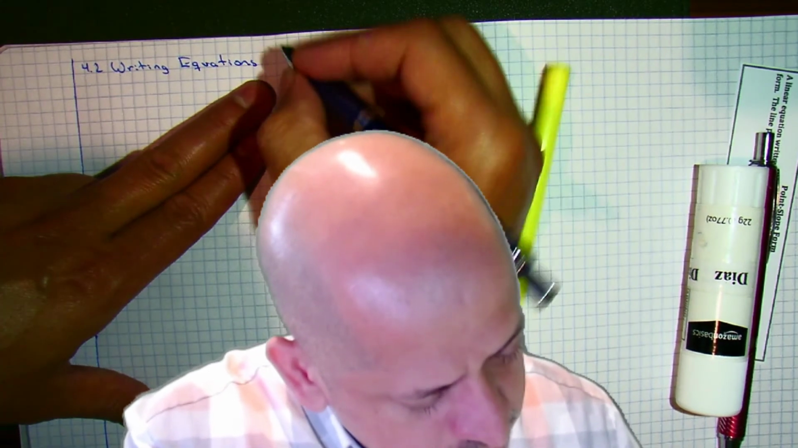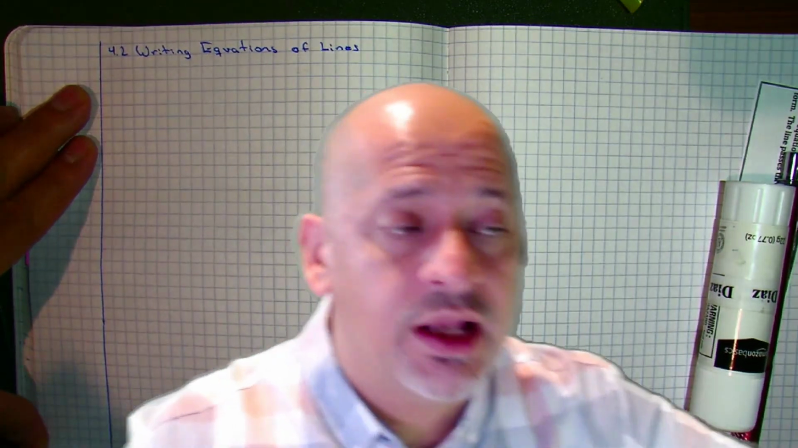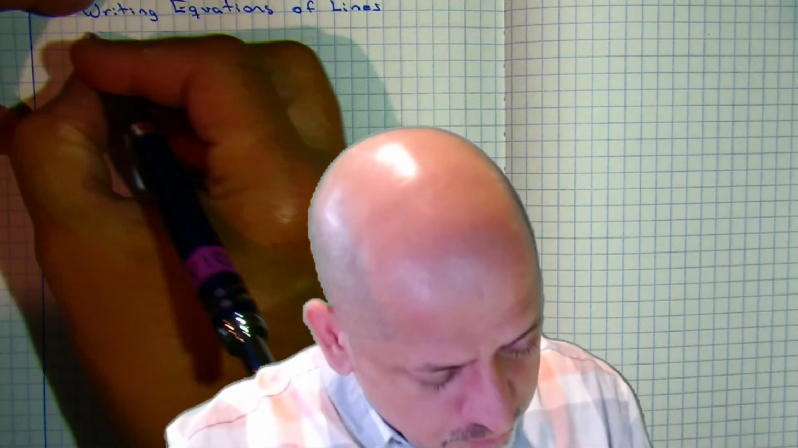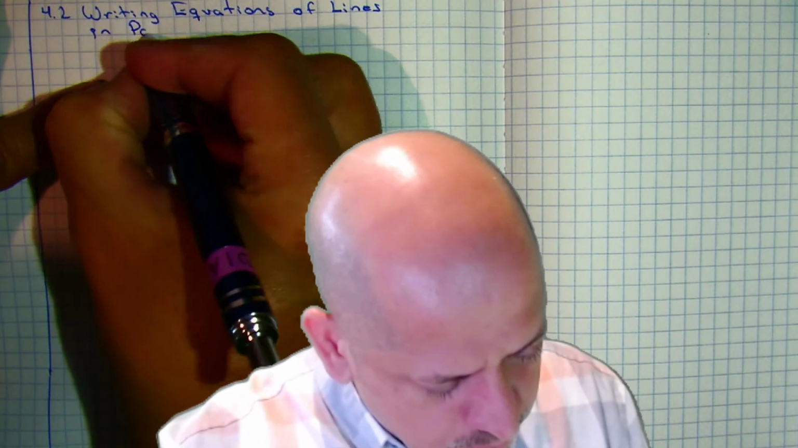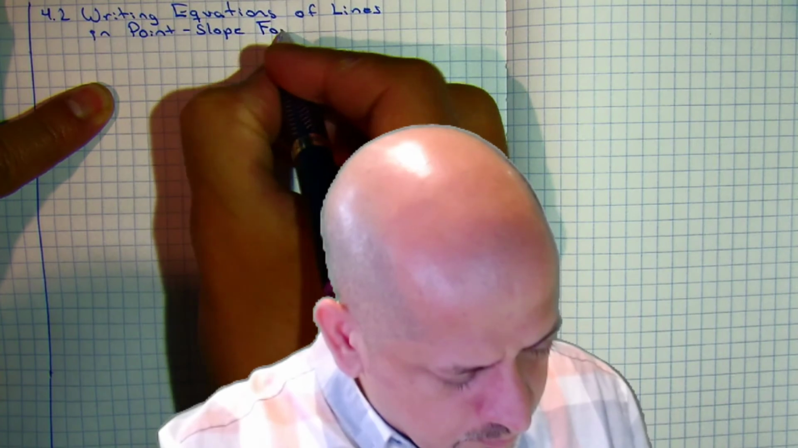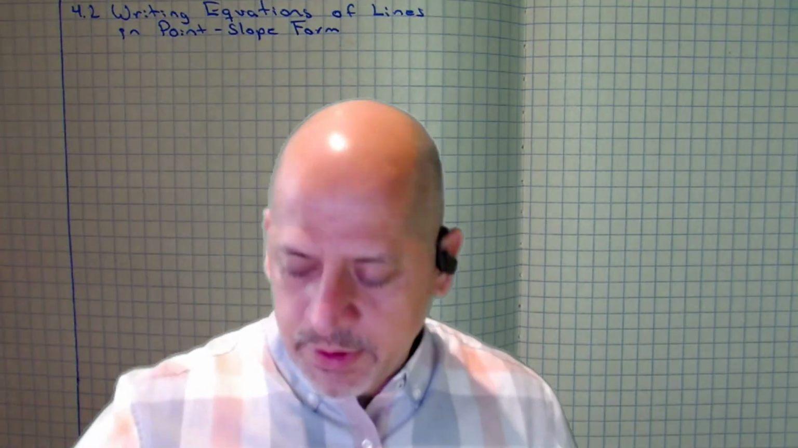So 4.2, of lines. But now they're going to be in different forms. So now they're going to be in point slope form. And now let's go ahead and place our cutout right below.